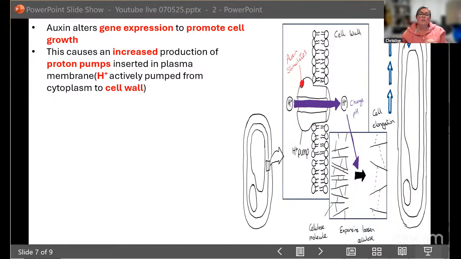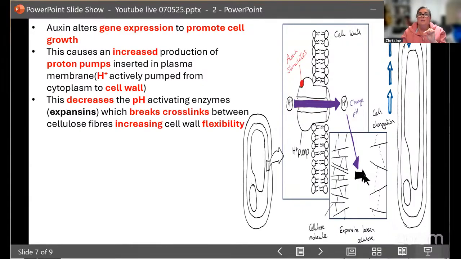into the cell wall. So they expect you to know that the cell wall is made up of cellulose. Because it's made up of cellulose, it's got your beta glucose molecules. They are inverted 180 degrees every subunit, and that therefore results in these cross links between the cellular fibers. So we need to understand that. So we've got hydrogen ions being pumped in. Those hydrogen ions are going to decrease the pH. This is going to activate enzymes, and those enzymes are called expansins.